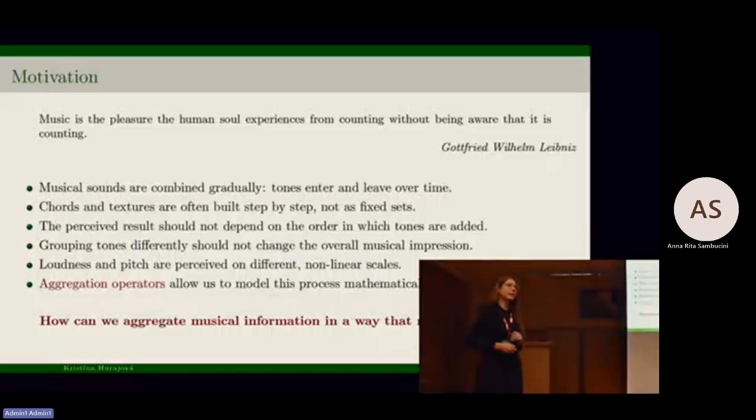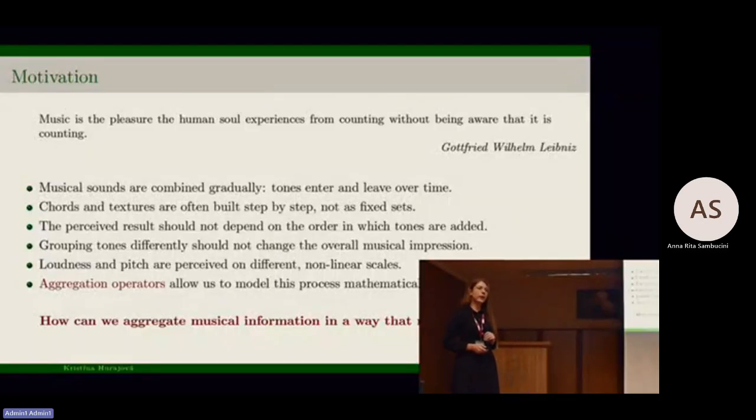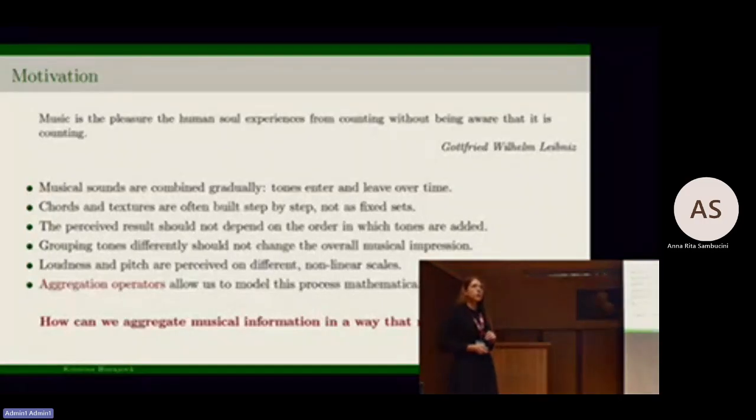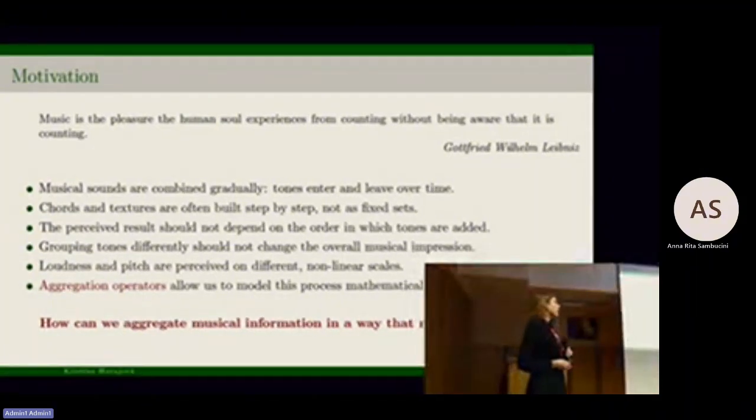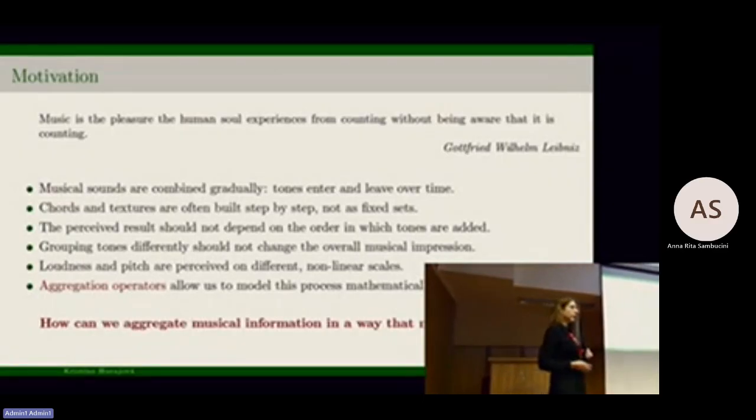First, let's think about how music actually works. Music isn't static. The chords are formed gradually, tones enter over time, and instruments join one by one. When we hear a final sound, we don't care in which order they were added or how they were grouped. For example, we don't care if we combine strings first and then add winds, or if we mix everything together.